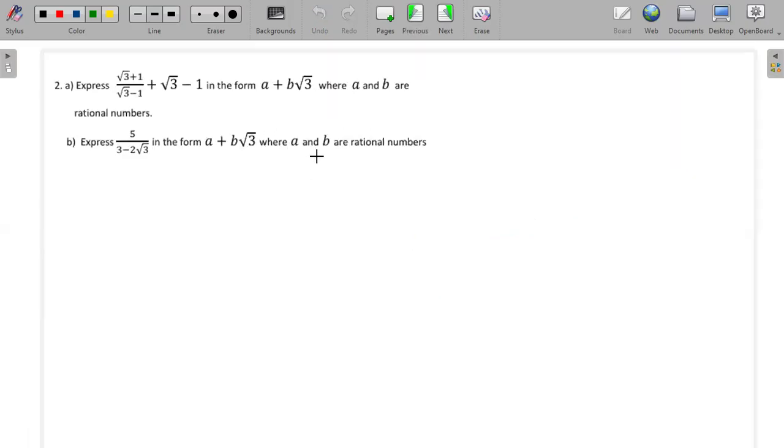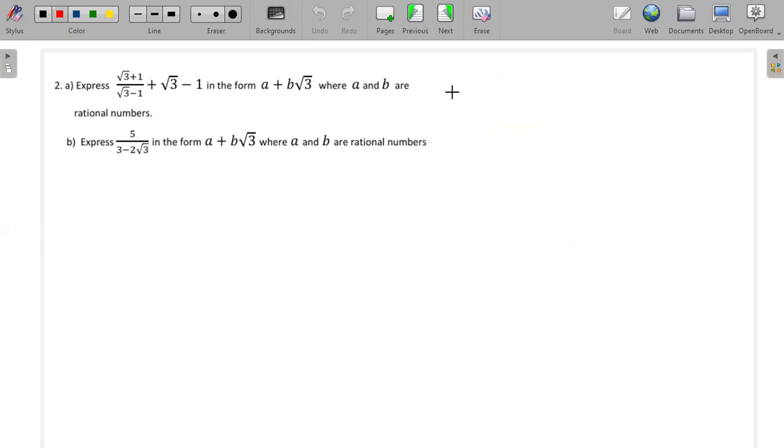Right, so the next one, we have this here. They're telling us to express (root 3 plus 1) over (square root of 3 minus 1) plus (square root of 3 minus 1) in the form a plus b root 3, where a and b are rational numbers.